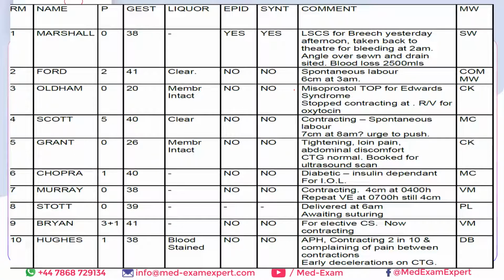Okay. Room number 1. I can see that she's primipara, 38 weeks, on epidural and Syntocinon, and she had an LSCS yesterday.